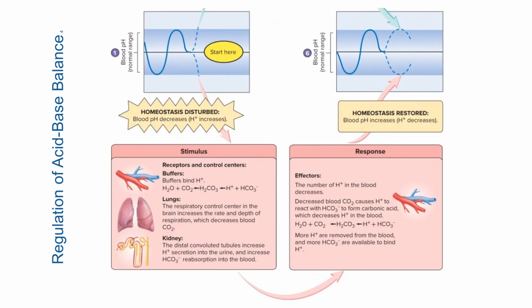So this is the vice versa of it. Again, the receptors and control centers which are affected are still the lungs and the kidneys, and of course there are also buffers present. And then the effectors would still be the blood. So blood pH will be restored once the blood pH increases.